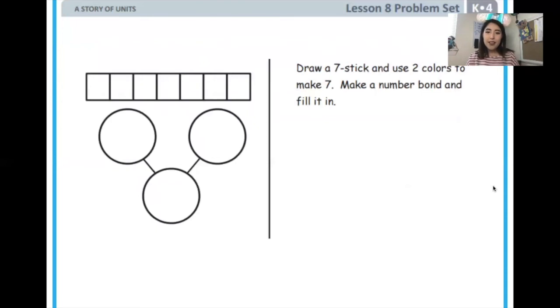Draw a 7 stick and use 2 colors to make 7. Make a number bond and fill it in. Easy peasy, lemon squeezy. So you continue making your own on this side, and on the right side, that's where you make your 7 stick. Capiche?